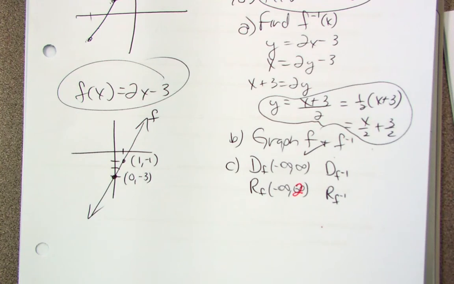How would I do the domain and range of the F inverse? Switching. Oh, that goes there and that goes there? Okay. Right. The x's become the y's and the y's become the x's? Oh, okay.